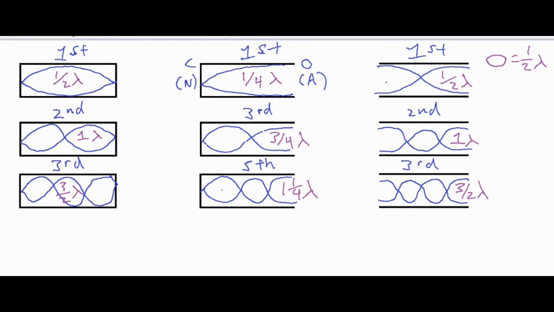Now a common follow-up question is finding out how long each of these wavelengths are. So you would need a little bit more information for these. So let's say, for example, that this tube is 50 centimeters. That would mean that the length of the tube is 0.5 meters once we do a little bit of converting there.